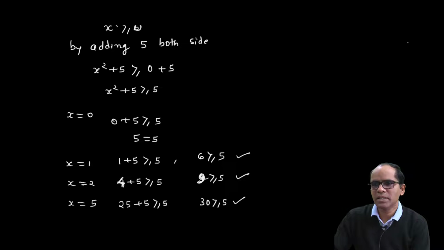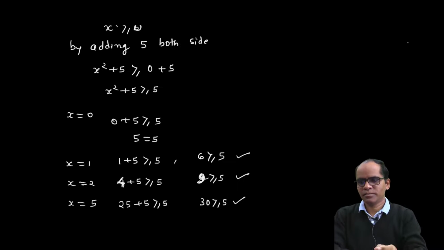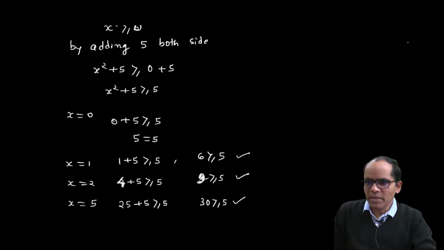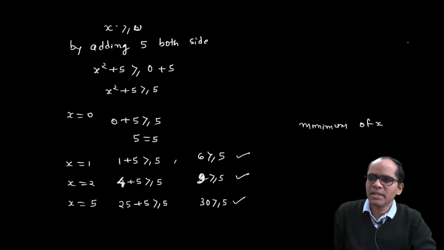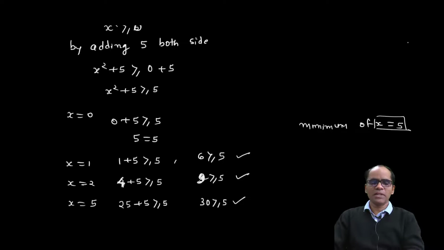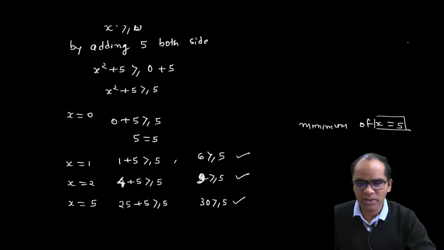It means by seeing this, the least value is what? 5 only. So with this example, we can clearly see the minimum value of x is 5. So this x equal 5 is known as the minimum value for this function. Let me explain one more example to clear this concept.